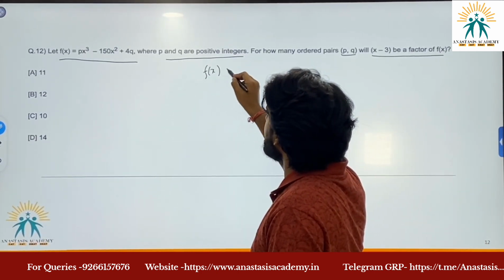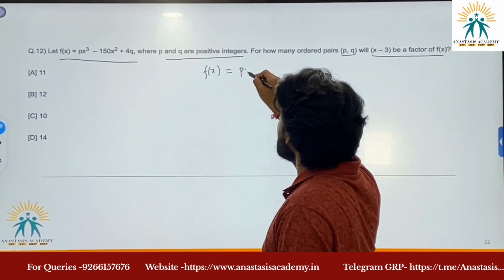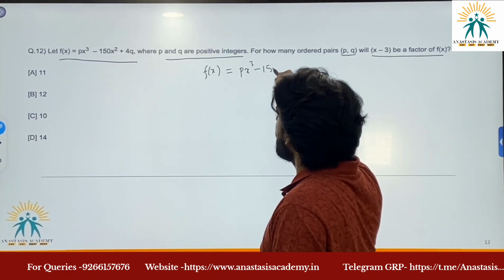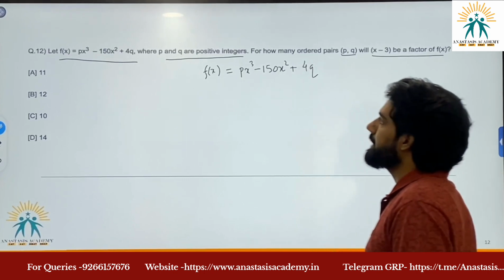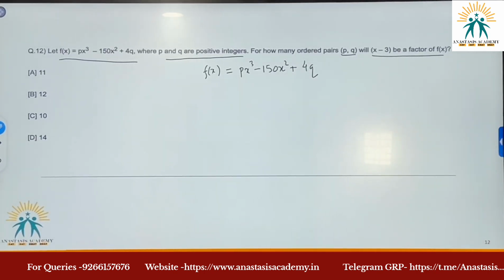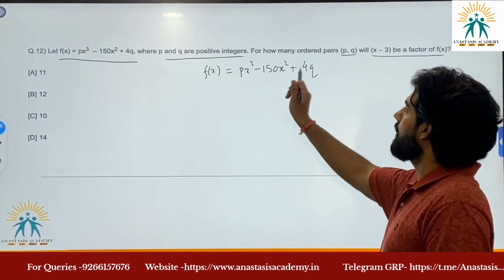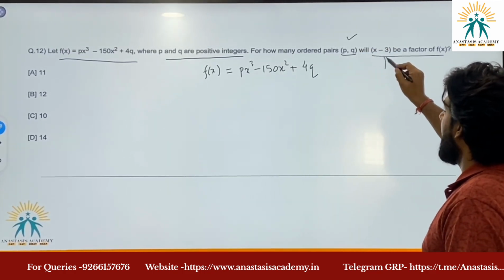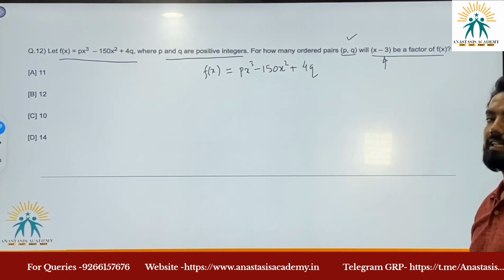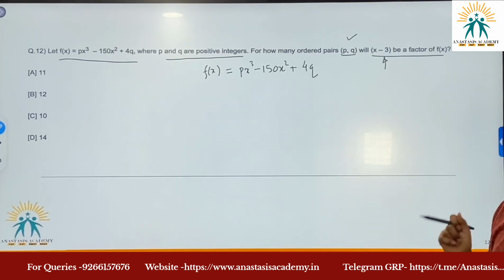So I have been given this function in x, that is px³ minus a quadratic term in x plus 4q, where p and q are positive integers. I need to find the ordered pairs of p and q for x − 3 to be a factor of this expression.